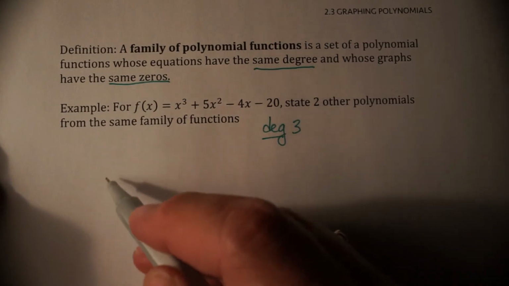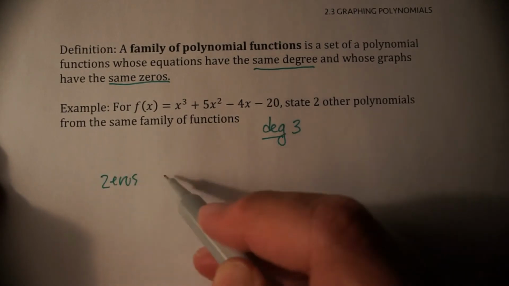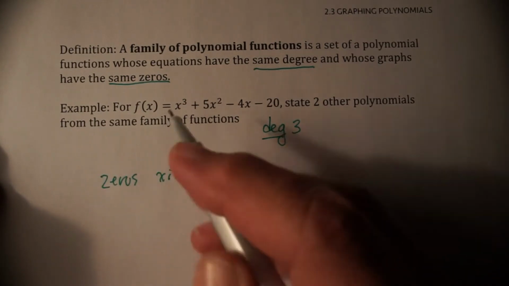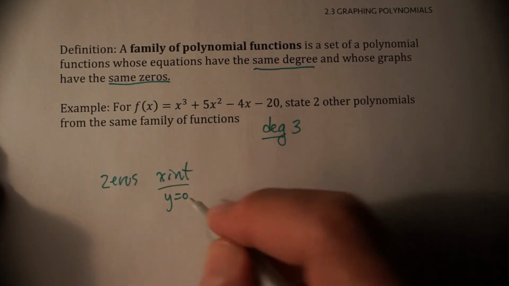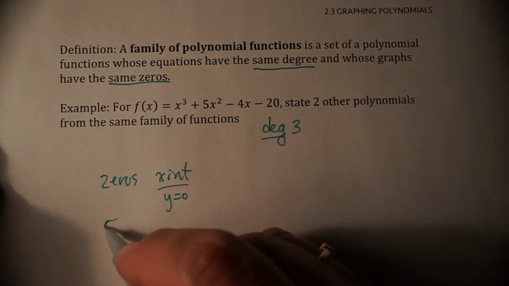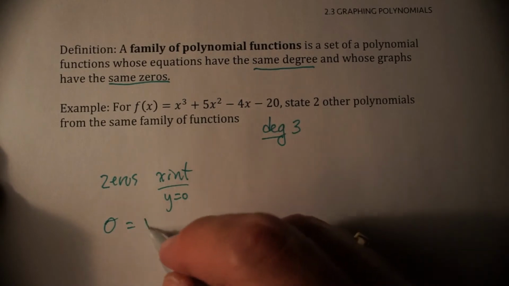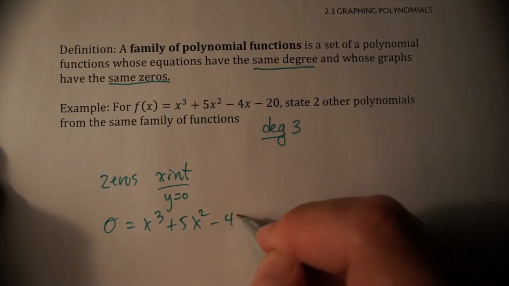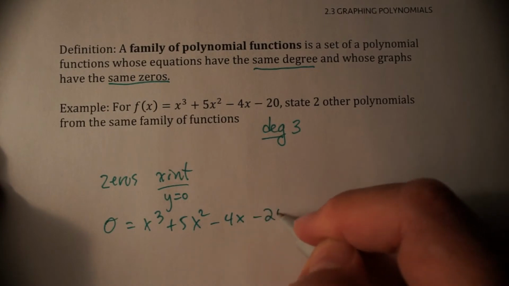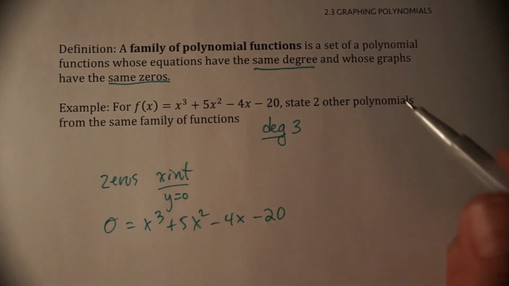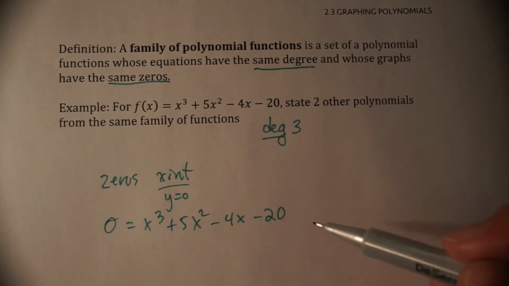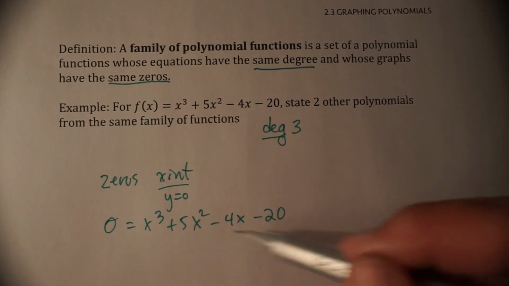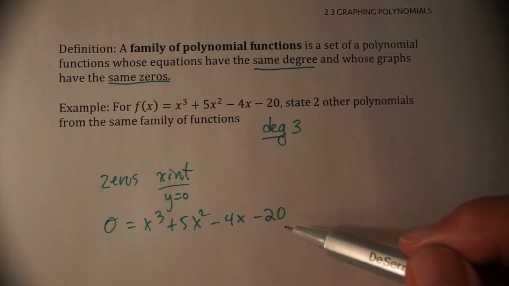Well, zeros are another word for x-intercepts, and those occur when y is equal to 0, or when f of x is 0. So 0 is equal to x cubed plus 5x squared minus 4x minus 20. Now I need to solve this equation. Of course, it's a polynomial equation, and it's a long one. It's got 4 terms. I'm going to try grouping.